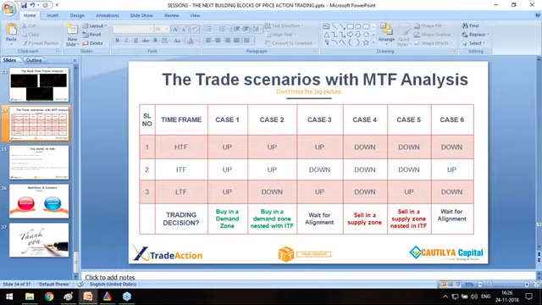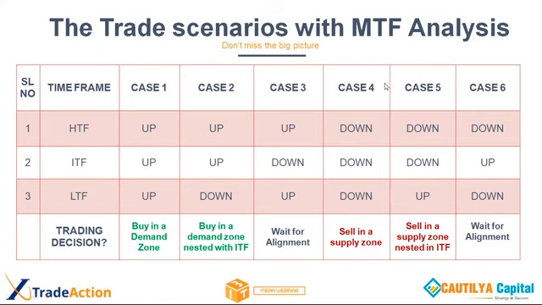Okay. So what we do in case 2, if the higher time frame is up, intermediate time frame is up. In the lower time frame, if it is coming down, buy in a demand zone nested with an intermediate time frame. Look for an intermediate time frame and take an entry there, so that your intermediate is also up, your daily will react to it, the lower time frame will react to it.